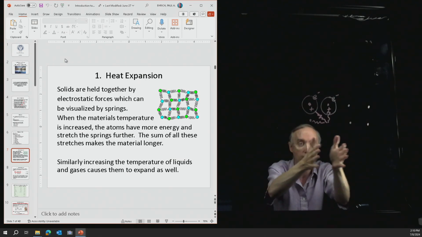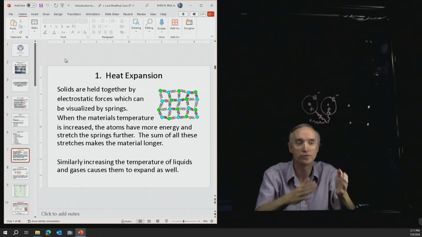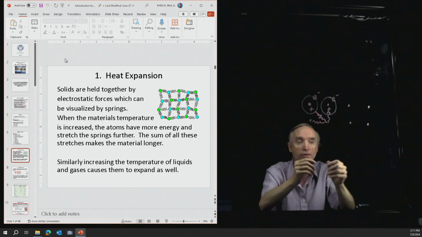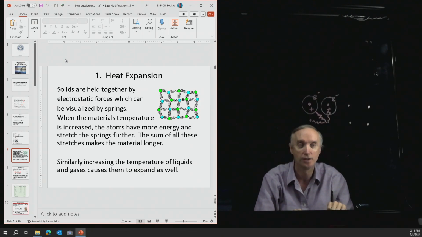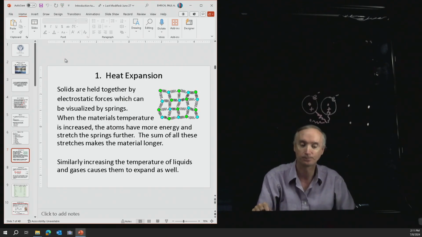oscillating with a certain frequency. When we put in more energy, they're going to be oscillating even more. And so the solid here is going to expand. So that's what we mean by heat expansion. When we add energy to a substance, whether it's a solid, a liquid, or a gas, it's going to expand because it's got more energy.